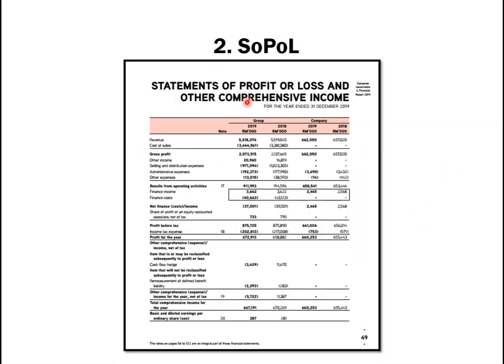Next is statement of profit or loss. As we can see that it starts from the revenue until we get the profit for the year. So basically in the statement of profit or loss, revenue minus with all the expenses, then we get the profit.